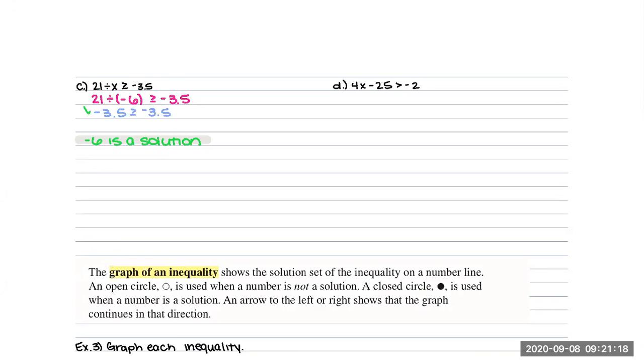For D, we're given 4 times x minus 25 is greater than negative 2. So again, we're just plugging in that negative 6 to give us 4 times negative 6 minus 25 is greater than negative 2. We're going to do the 4 times the negative 6, which gives us negative 24, minus 25 is greater than negative 2. The negative 24 minus 25 is the same thing as saying they're the same sign, so keep the sign and add the numbers. Going to give us a negative 49 is greater than negative 2. Negative 49 is not greater than negative 2, so this is a false statement, so negative 6 is not a solution.